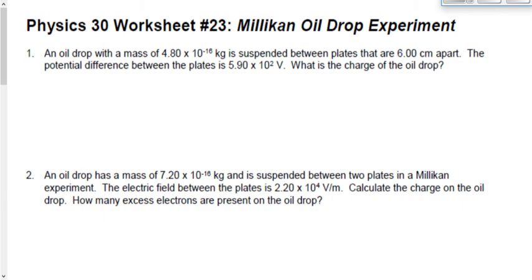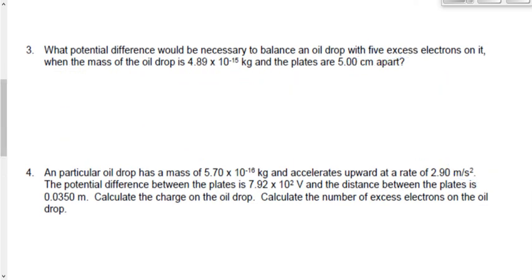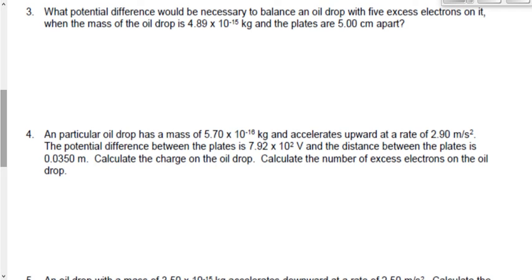Let's take a look at our second set of homework now, which was worksheet number 23. I want to do 2 questions on here, number 3 and number 5. Number 3 says, what potential difference would be necessary to balance an oil drop with 5 excess electrons on it when the mass of the oil drop is 4.89 and the plates are 5 centimeters apart?